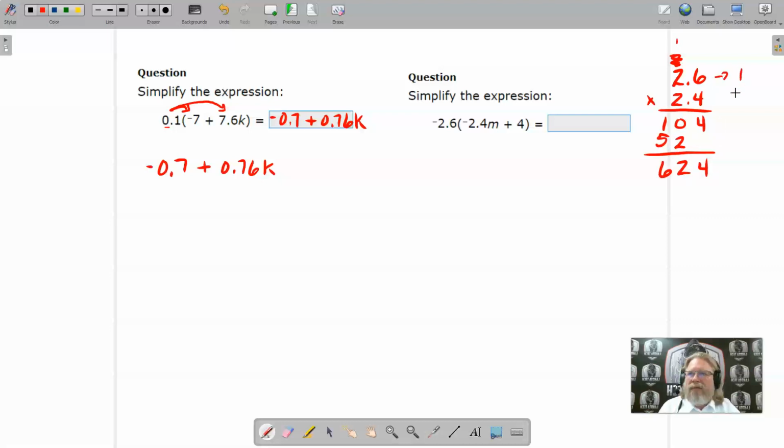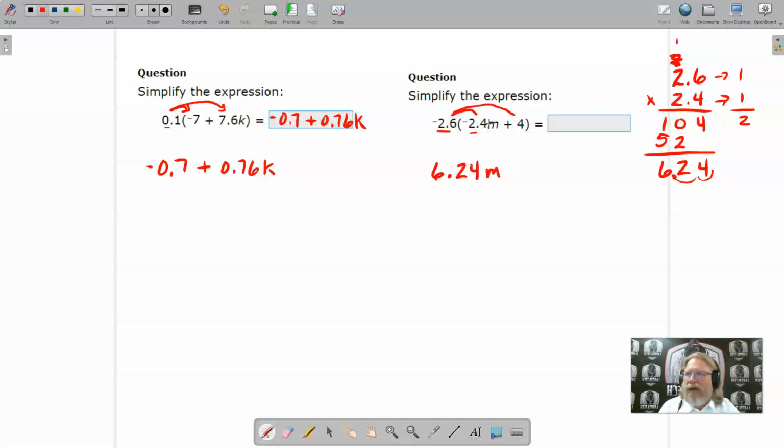We have one decimal place here and one decimal place here. 1 plus 1 is 2. So we need to move the decimal place over 2 places. So we end up with 6.24. That is a negative times a negative, so it's positive. So 2.6 times negative 2.4 is going to equal positive 6.24. And the M goes along for the ride. I almost missed that. So I took care of that.